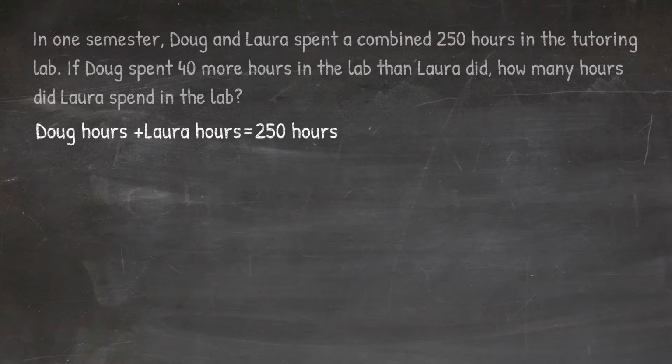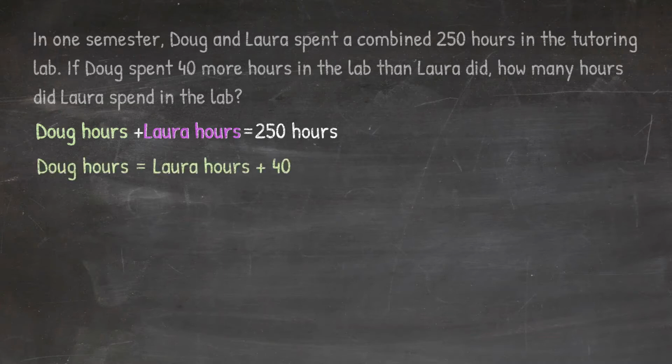We're told that the number of hours that Doug spent, let's write it mathematically as Doug hours, and those that Laura spent in the tutoring lab, let's call those Laura hours. If we combine the two, which means we add the two, then we should get the number 250 because they together spent 250 hours. What we're also told is that Doug spent 40 more hours in the lab.